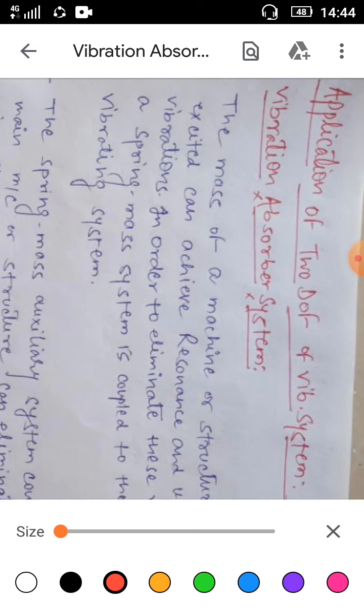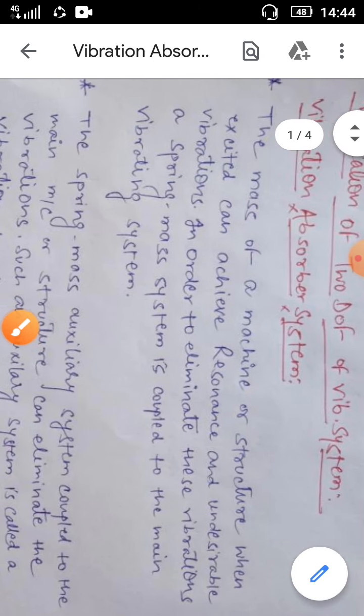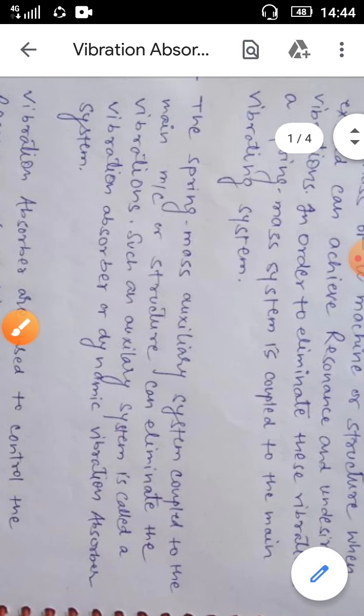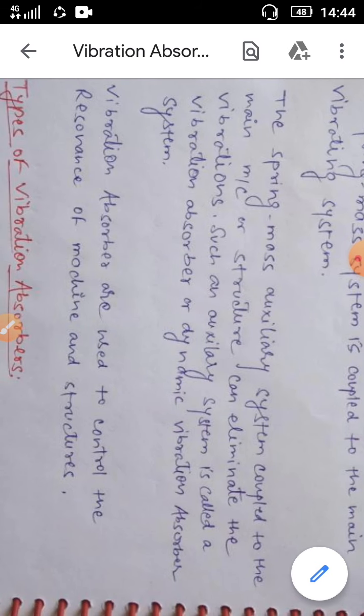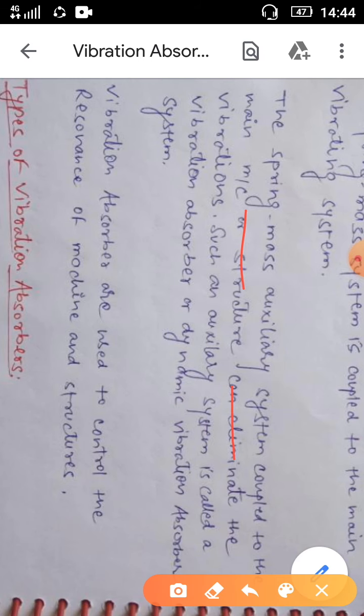So these are our reasons why the vibration absorber system is used. Now come to the component which is used in our main structure or main machine. The spring mass auxiliary system coupled to the main machine structure can eliminate the vibration. Such an auxiliary system is called our vibration absorber or dynamic vibration absorber.